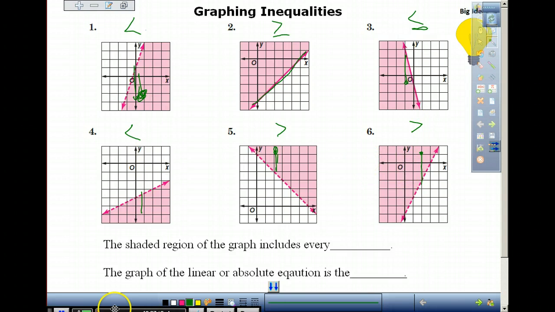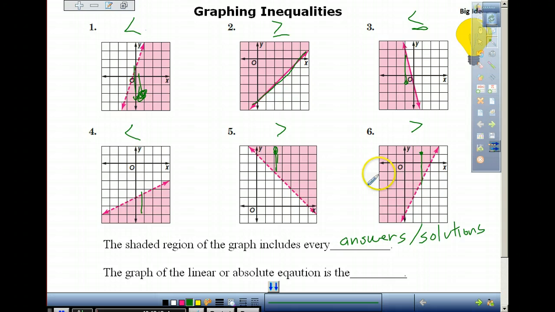Good. Again, this is that big question. The shaded region of the graph includes every what? What does the shaded region mean? That's one of those great open-ended questions. We're doing all the shading, so what does that mean? In general, what are all these points that are shaded, what does it mean? Those are the answers. How many answers are there? Yeah, infinite. Those are your answers and solutions.